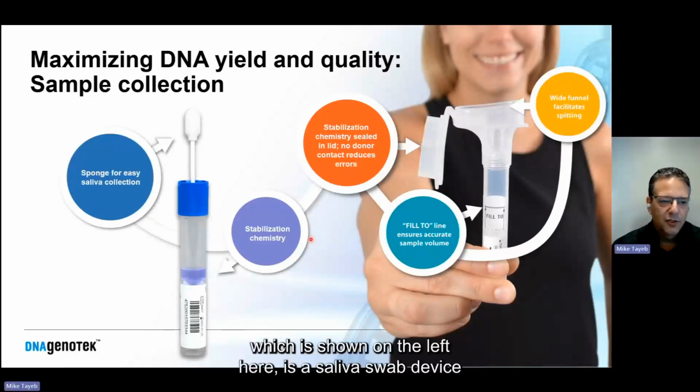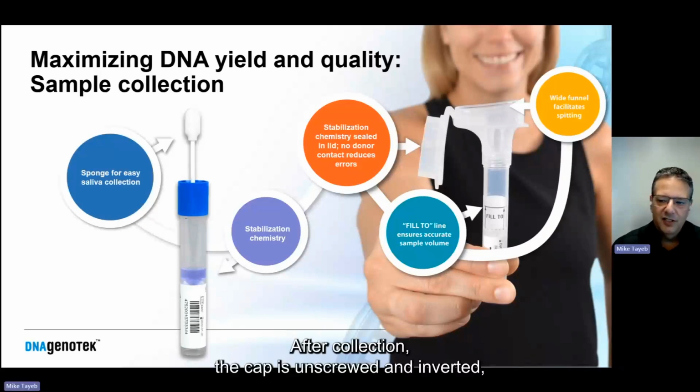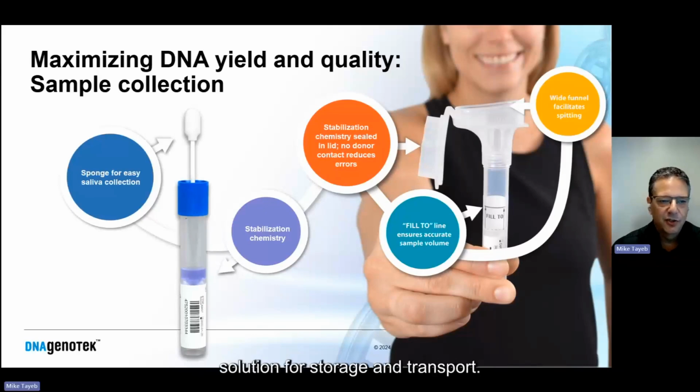OraCollect, which is shown on the left here, is a saliva swab device that uses an absorbent sponge to collect liquid saliva. After collection, the cap is unscrewed and inverted, placing the sponge into the stabilization solution for storage and transport. Oragene, which is shown on the right, is a direct spit saliva device that is designed to collect 1 to 2 milliliters of saliva.